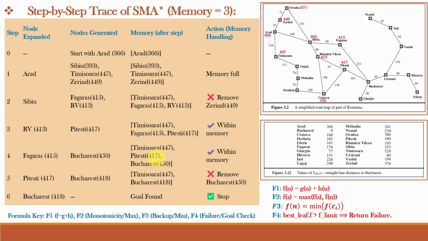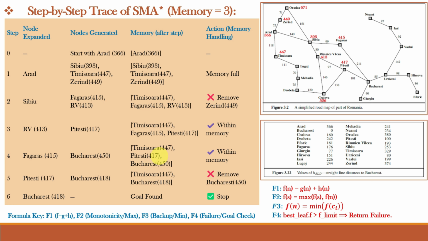And now the best node is Pitesti with 417, but we have already reached Bucharest with 450, and Bucharest is our goal. But now something very important happens. Even though Bucharest is our goal, SMA star does not stop yet. Why? Because another cheaper path may still exist. See, current Bucharest cost is 450, but in the memory it also has Pitesti with 417. So there may be still a better route through Pitesti, and SMA star will continue. And this is the intelligence of SMA star and A star search algorithm.